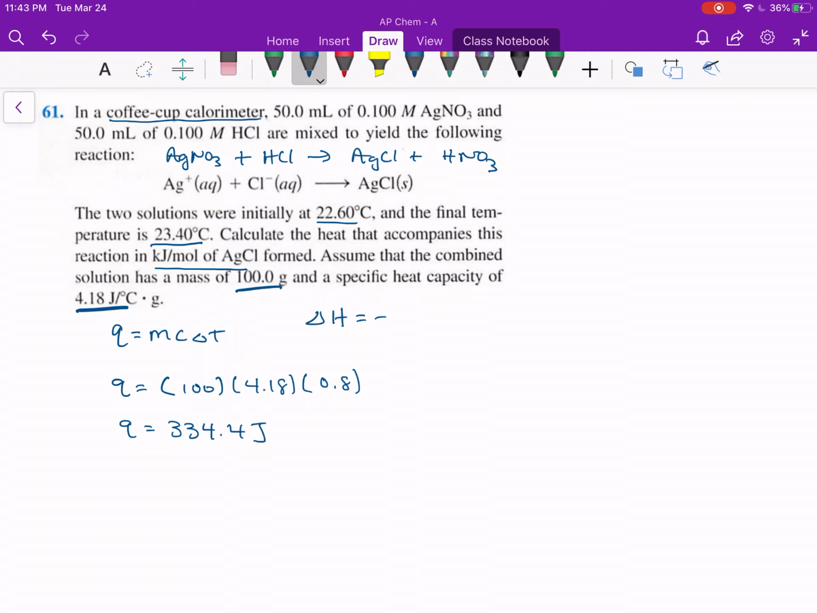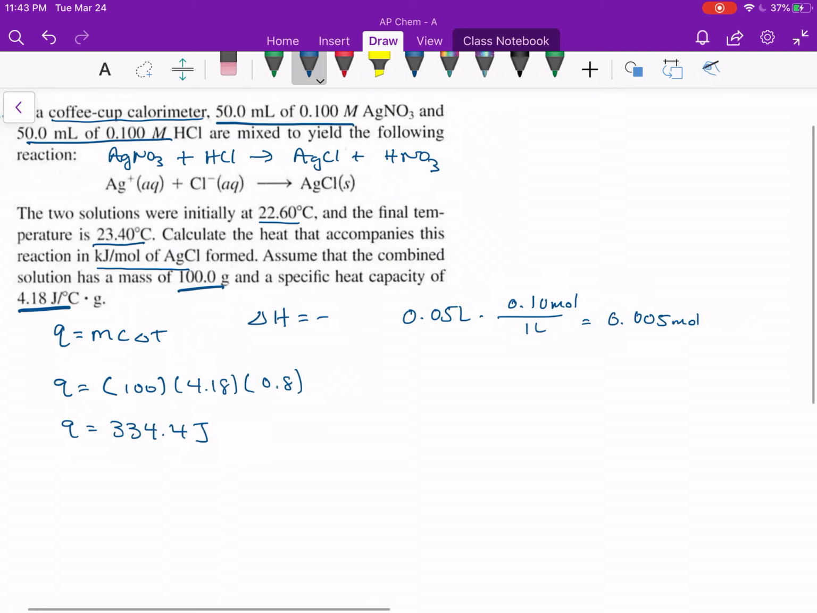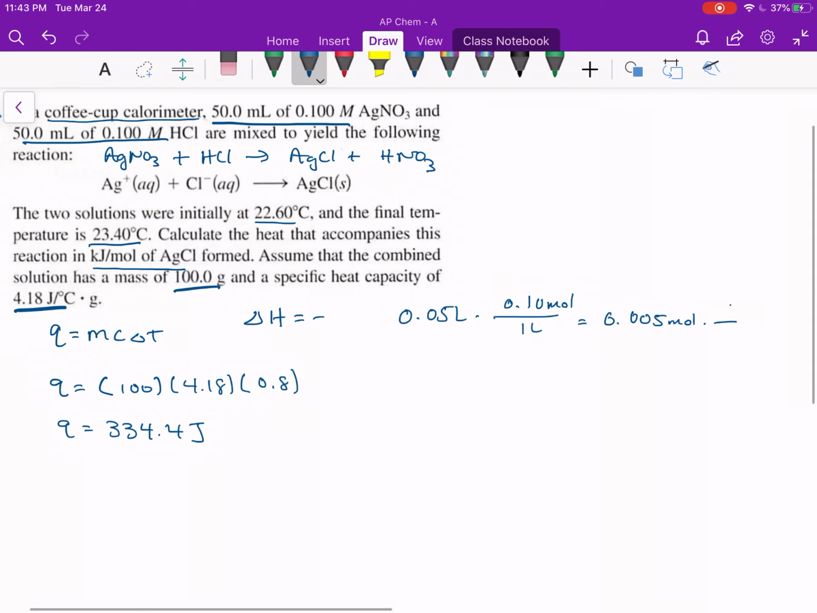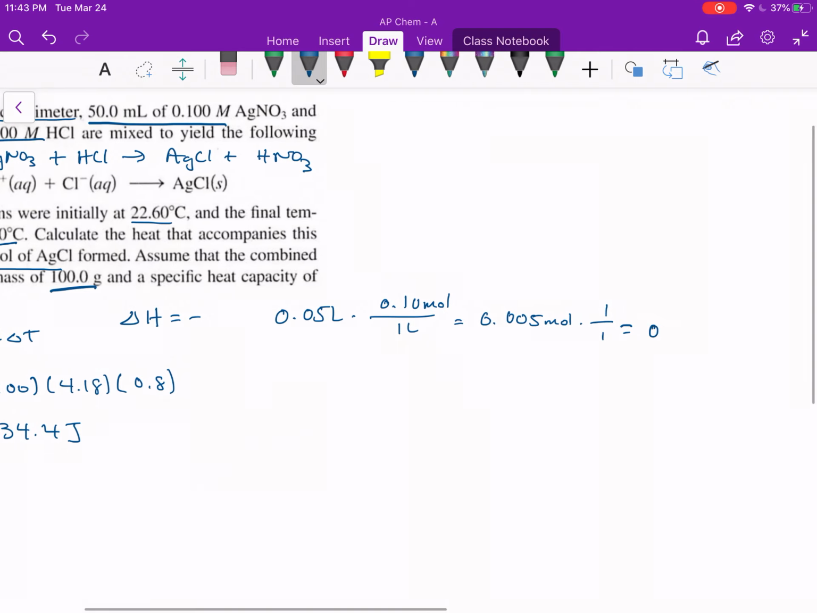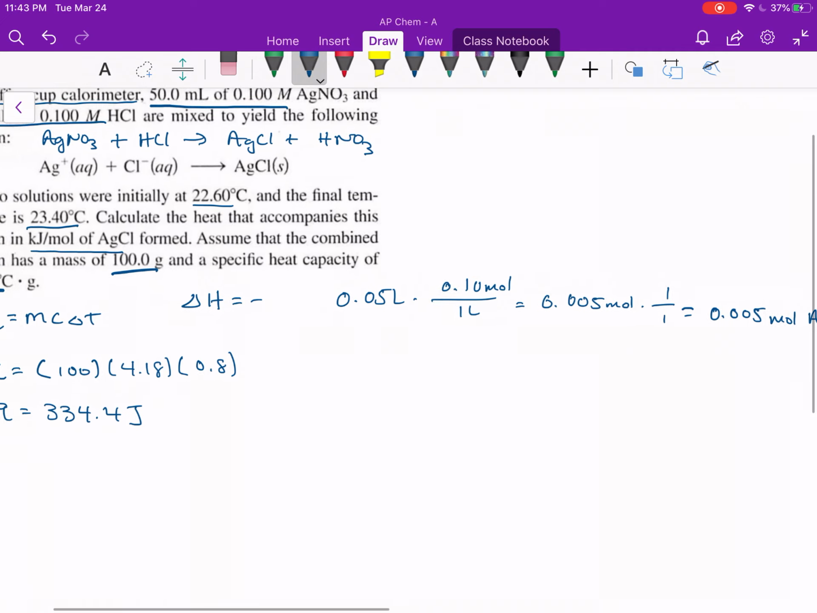So, if we're looking here, we're adding equal volumes and equal concentration. So really we know that we got 0.05 liters times 0.10 moles for every 1 liter, and that's going to give us our 0.005 moles of both reactants. And since it's in the 1-to-1, no matter which reactant, we're going to get 0.005 moles of AgCl. So that's how many moles of AgCl we have there.